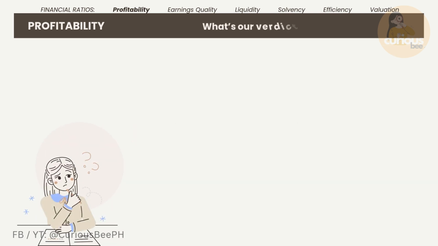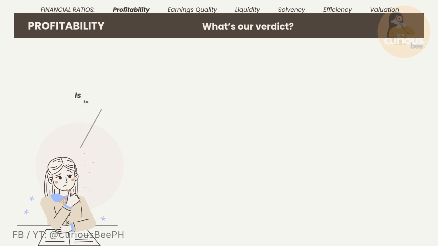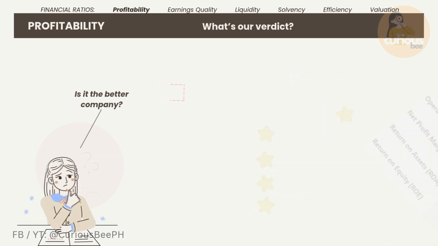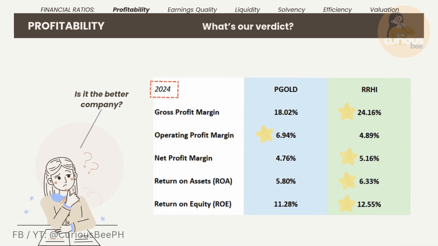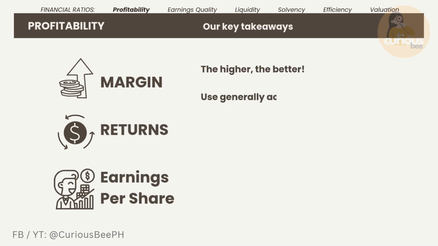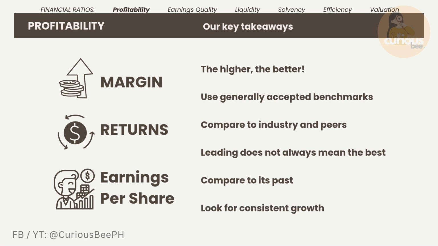So what's our judgment in terms of profitability? Is our sample company profitable? It is, but is our sample company better? Based on what we've seen, it appears that it was better in 2023, but its peer outperformed it in 2024. Here's what you should remember for profitability measurements. The higher the number, the better. You can refer to general benchmarks to form a judgment, but it is best practice to compare it to its industry to see if it is leading or lagging or just average. Keep in mind when comparing within its industry, the leading isn't automatically the best choice. You also need to compare the company to its own past, looking for stable growth instead of one-time spikes.